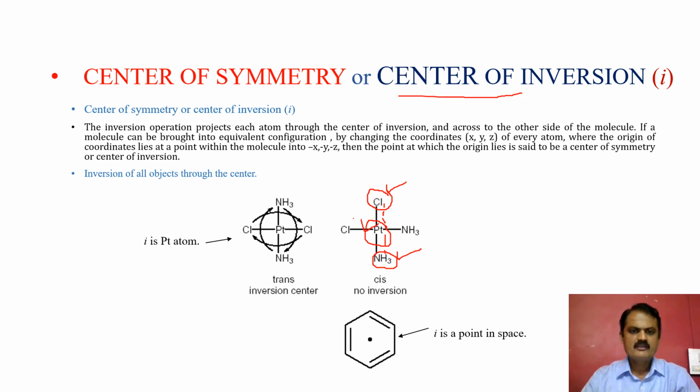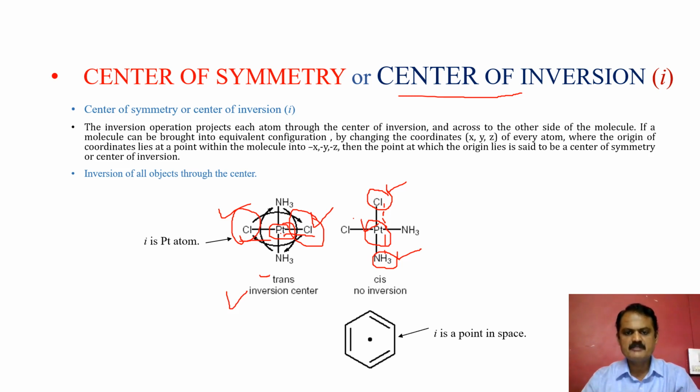Whereas in the trans molecule, when you consider platinum as the center of the molecule, here is the imaginary point, and when you draw an imaginary line in one direction, we get a Cl atom, and in the other direction we get another Cl atom, at equidistance in the opposite direction from the imaginary center. These are equal atoms lying at equidistance from the center. Therefore we can say that in the trans isomer an inversion center is present.